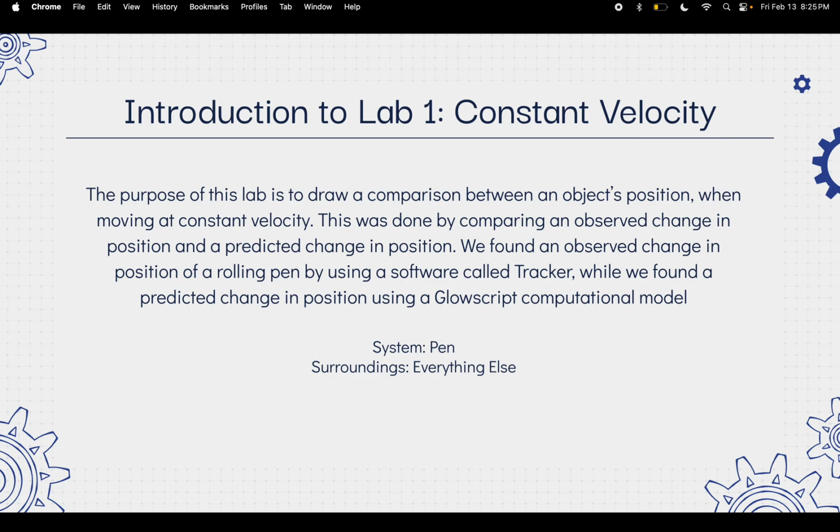And for this lab, the system we were examining was the pin that was rolling, while the surroundings was everything else, including the table that it was rolling on, the ruler, Earth, because of the force of gravity, and everything else.